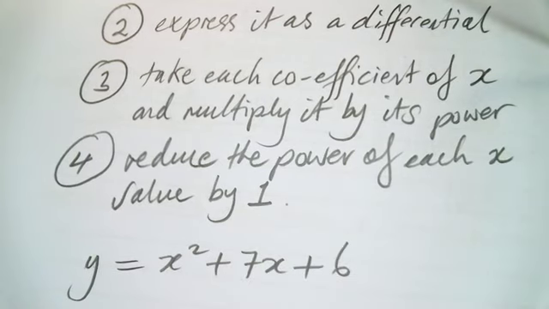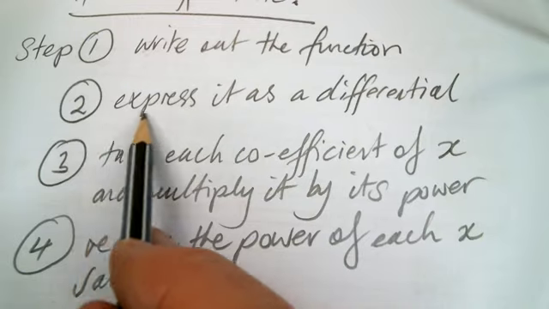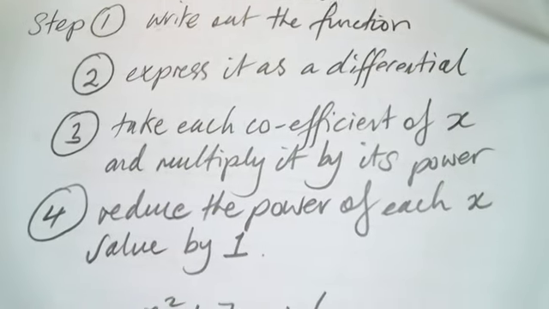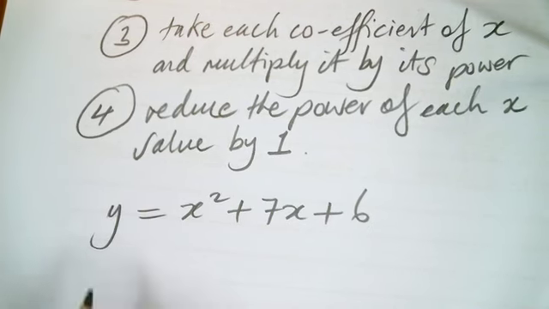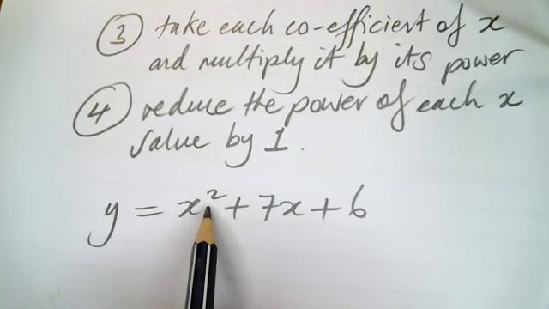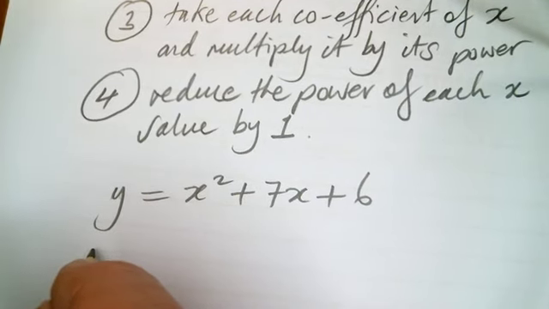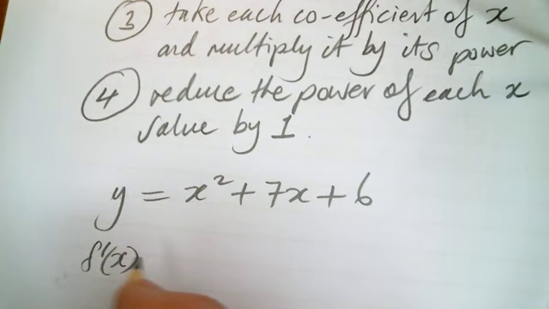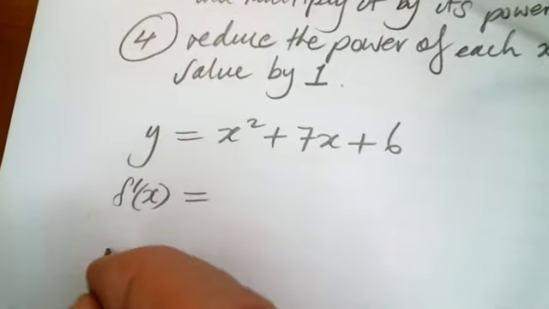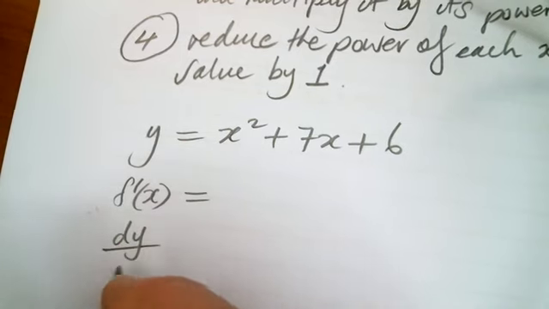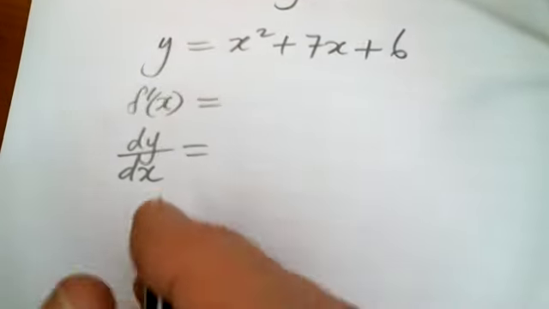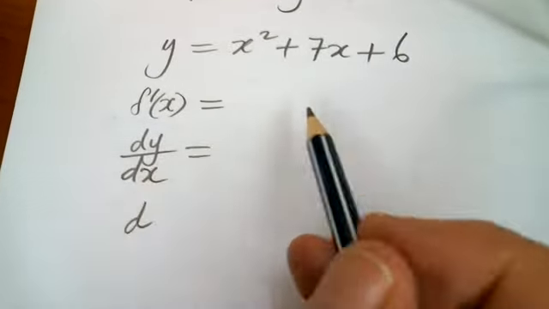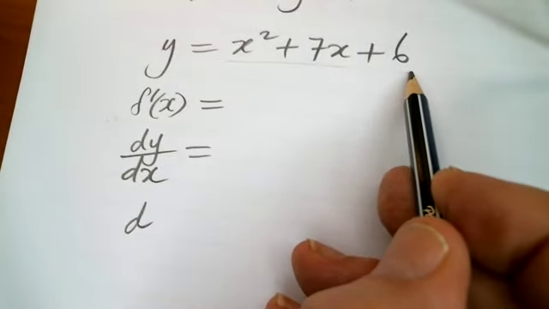Okay, the next step we do is we're going to express it as a differential. So expressing that as a differential, there are quite a few different ways you can do this. Of course, if this was f of x, then you could say f dash x or f prime x equals. If it's in this form here, we can say we're going to differentiate y with respect to x, and that would equal something. Or we could say we're going to differentiate this thing here with respect to x.